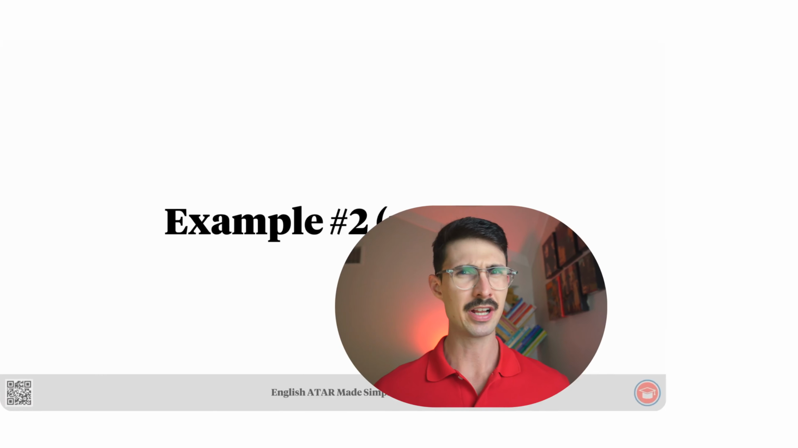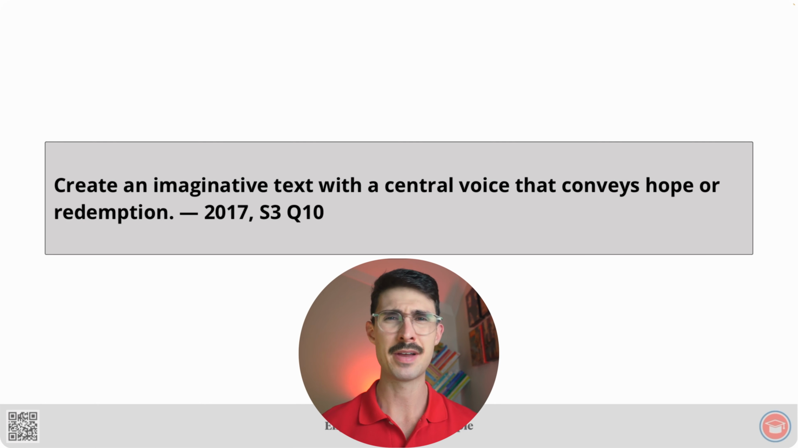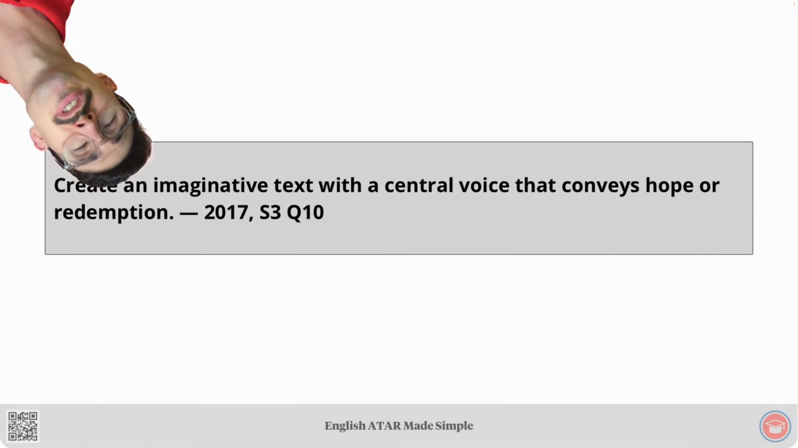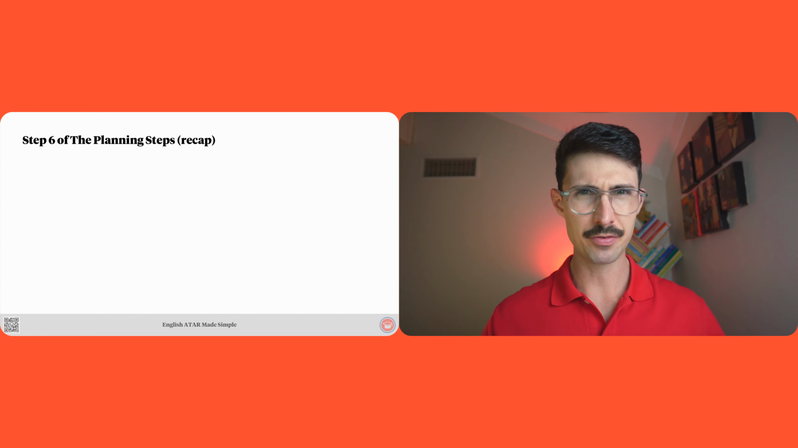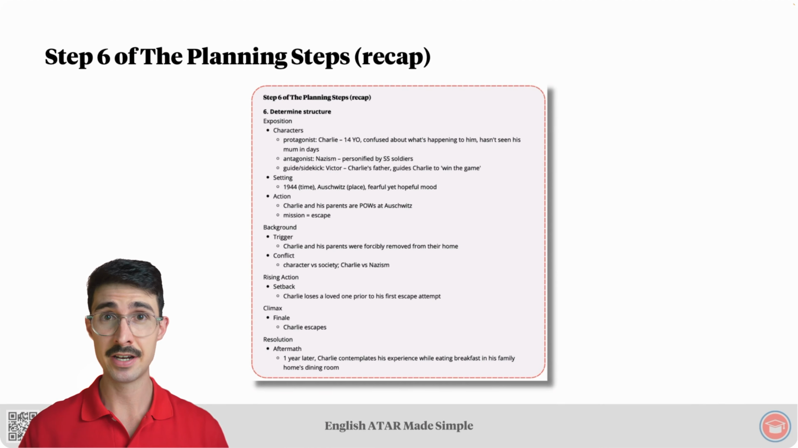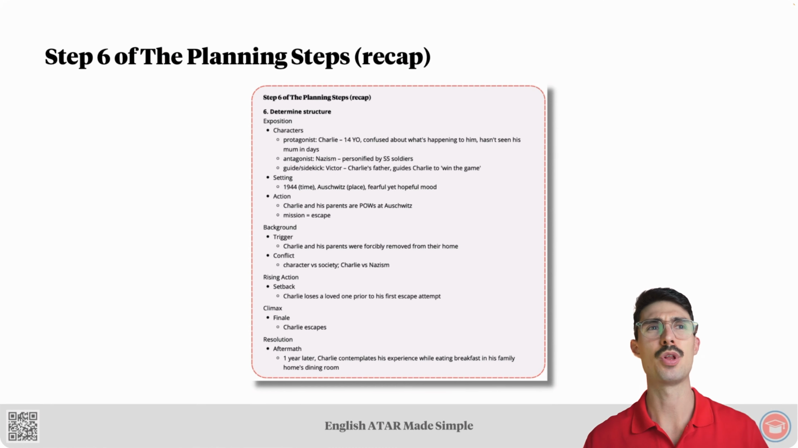The relevant question: create an imaginative text with a central voice that conveys hope or redemption. Okay, that's enough. Speedy recap of step 6 of the planning steps that we looked at 2 lessons ago. This is what it looks like in the PDF study notes, but just have a read of the following underlined elements.